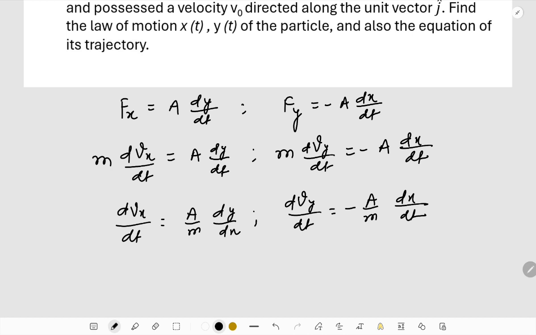And there is an established method to solve this kind of differential equations. This is called coupled differential equations, where a higher order derivative of one axis is related to a lower order derivative of the other axis, and these two equations together are called coupled differential equations. And to solve them, we simply need to differentiate them once more.